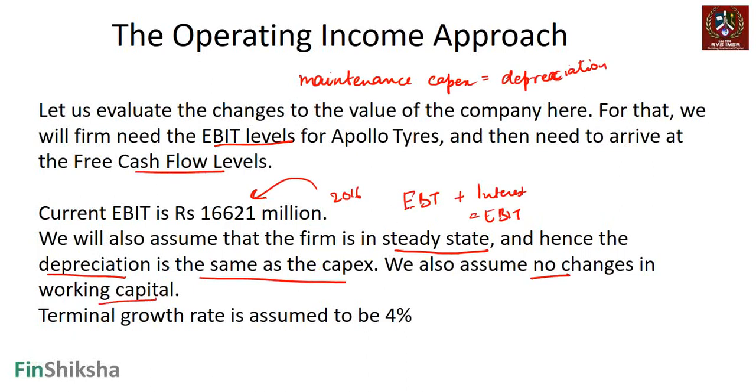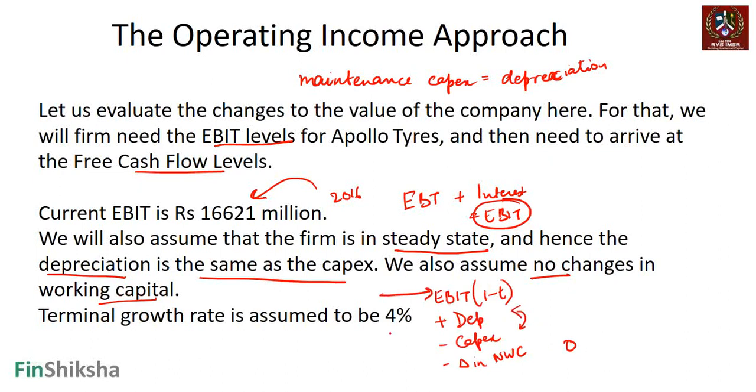So what we are saying is, once we reach the EBIT, there is no change from there to arriving at the free cash flow to firm. How do we arrive at the free cash flow to firm? We start with EBIT into 1 minus the tax rate plus depreciation minus capex minus change in net working capital. So we are saying this is 0, and we are saying depreciation and capex are the same, so they cancel each other out. So our free cash flow to firm will be EBIT into 1 minus T, right? Let's try and calculate EBIT first.